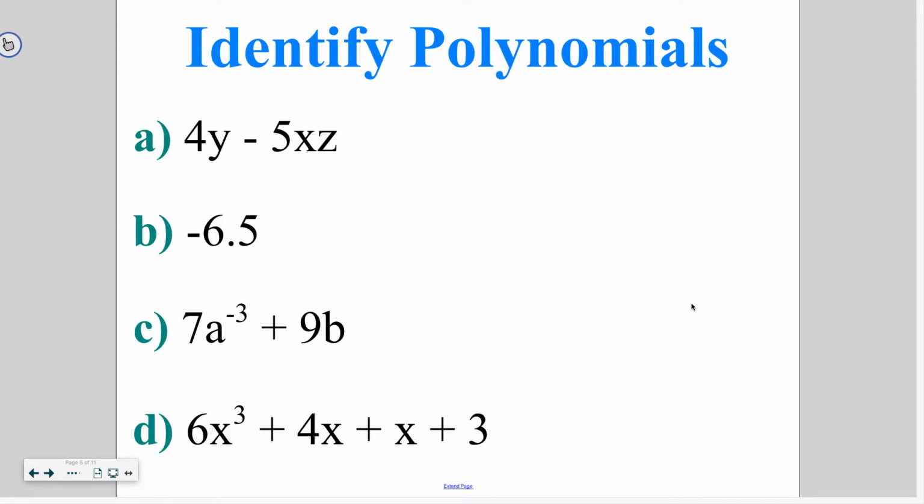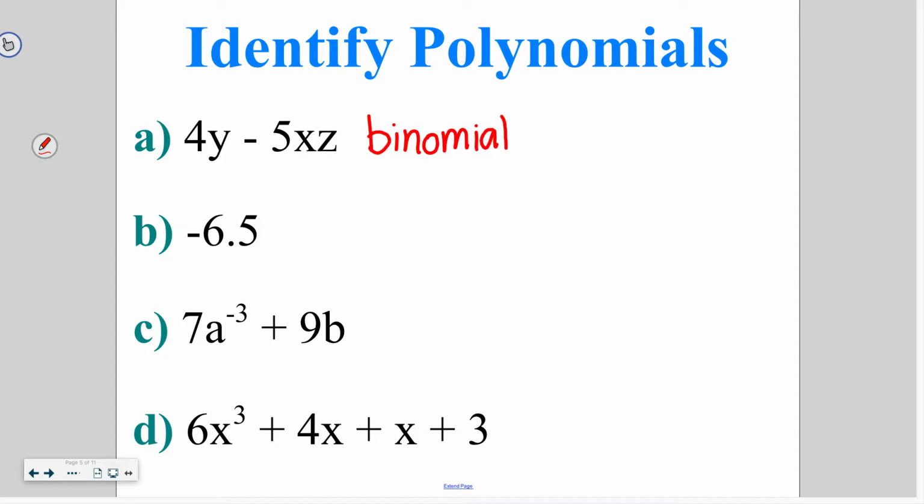So, first, we need to identify a polynomial. For A, I've got 4y minus 5xz. Both of those terms are monomials. 4y is a monomial, and 5xz is a monomial. They are being subtracted. So this is a polynomial, and specifically, we're going to call it a binomial because it is two terms being subtracted.